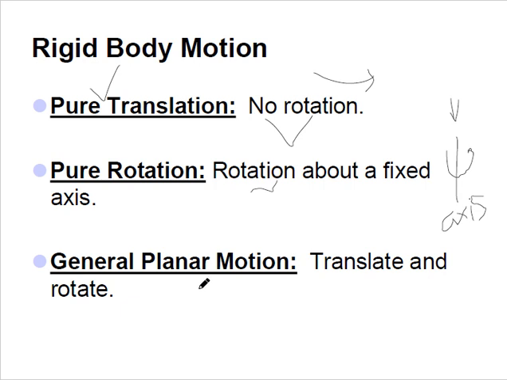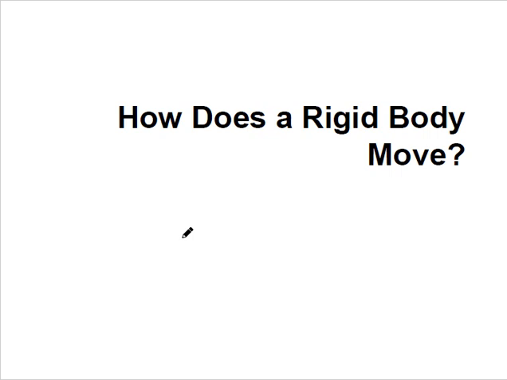And then we have something called the GPM, your general planar motion. This one is both of that. So we have a translation and rotation in this type of motion. So you've got a pure translation, pure rotation, and rotation and translation, which we call the GPM, general planar motion, or some people love to call it just planar motion.